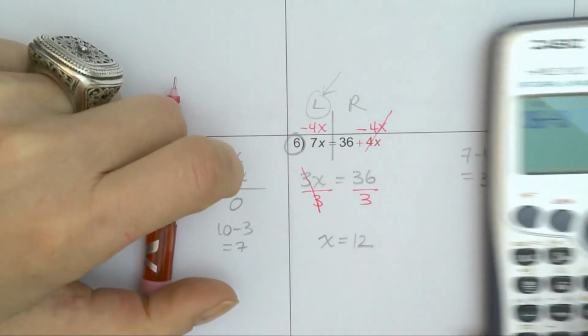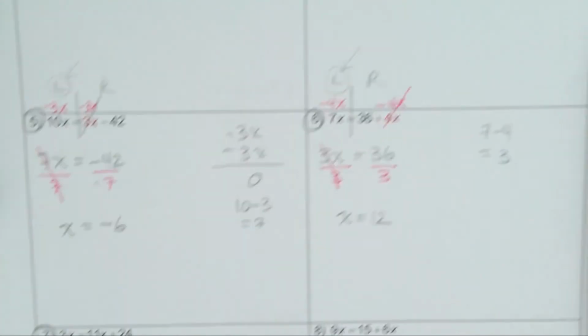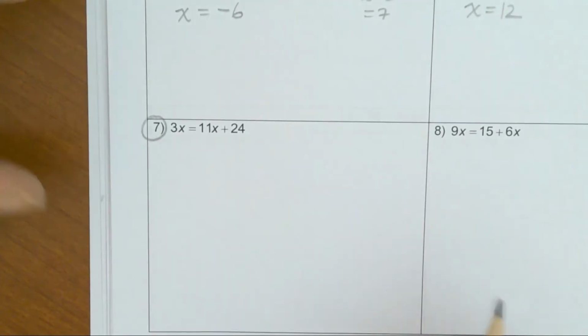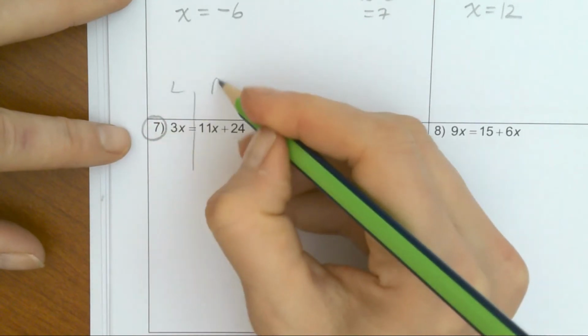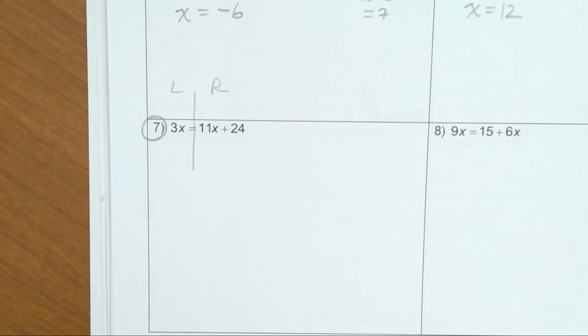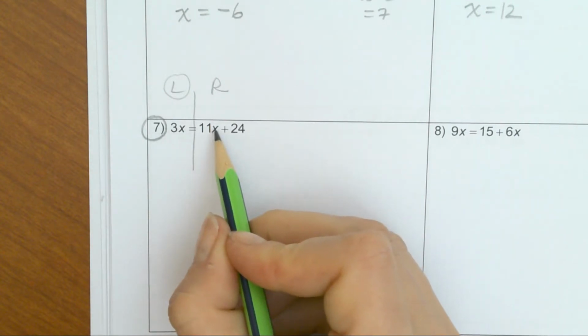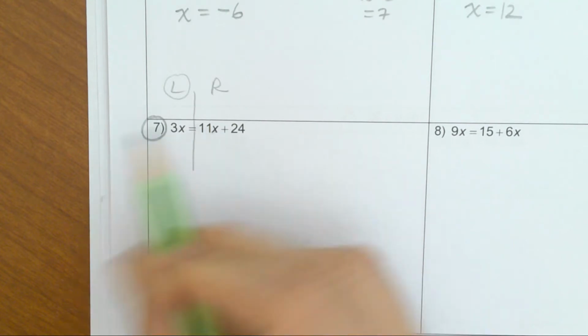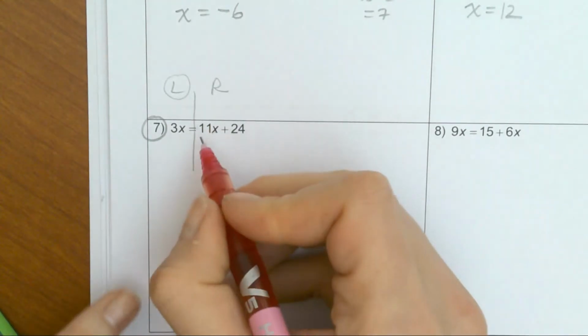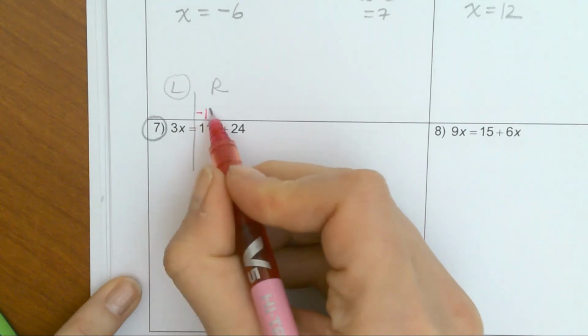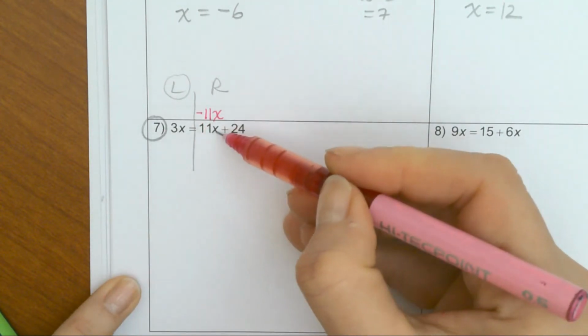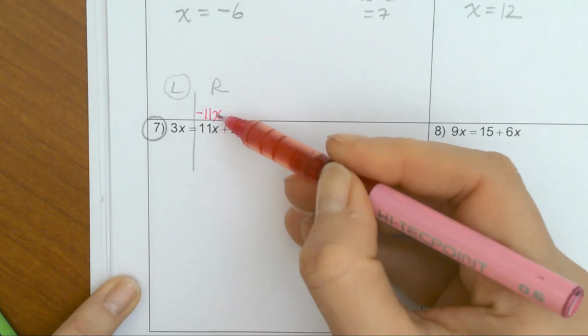Okay. Let's try 7. Cut it at the equal sign to make the left and the right. We want all our variables on the left. So who is on the wrong side? This guy's on the wrong side because he has a letter, he has a variable. There's nothing in front of him, so he's positive. What's the opposite of positive 11? Negative 11. And don't forget to put the x, because we need to say 11x, negative 11x.